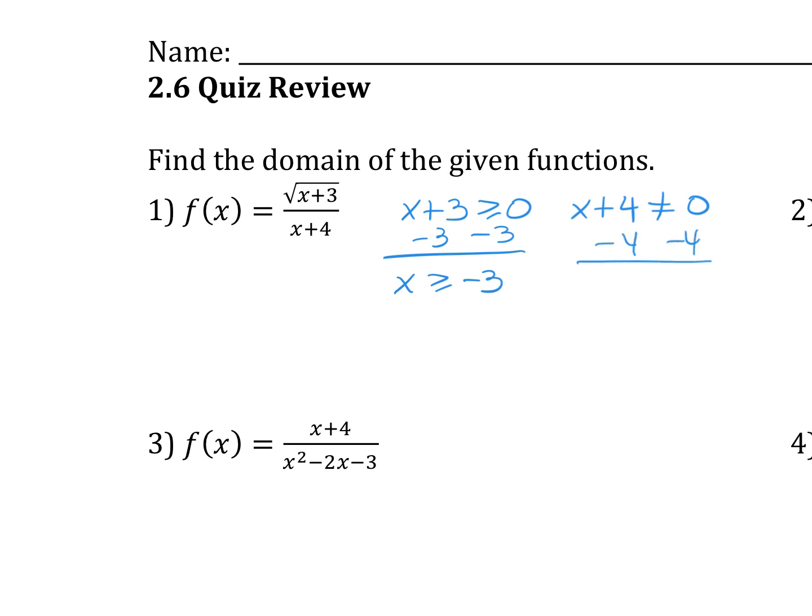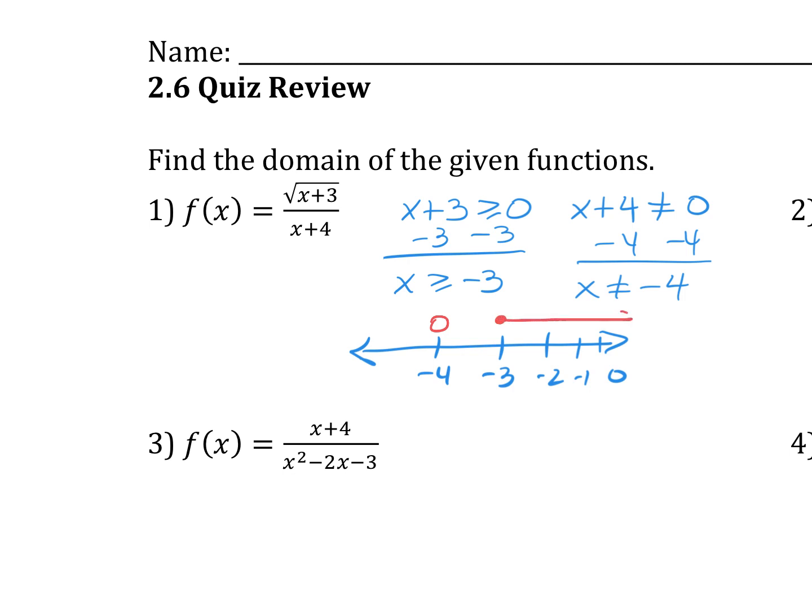Subtract 4 here, x cannot equal negative 4. So if it helps you to see it visually on a number line and then turn that number line into interval notation, you can. So over here, I would put negative 4, then negative 3, because if you think about it, this is what the number line looks like. So then my open circle is on the negative 4, because it can't include it, and then a closed circle on negative 3, but all values greater than that.